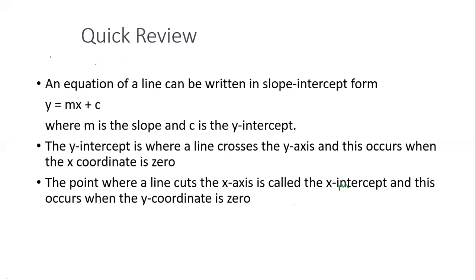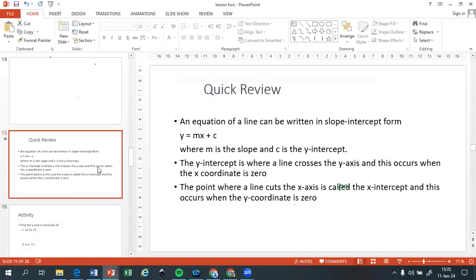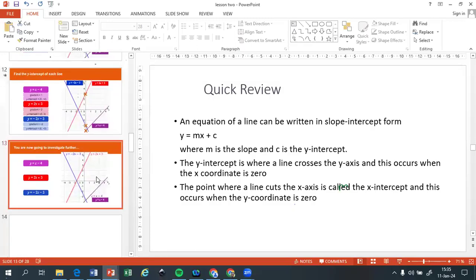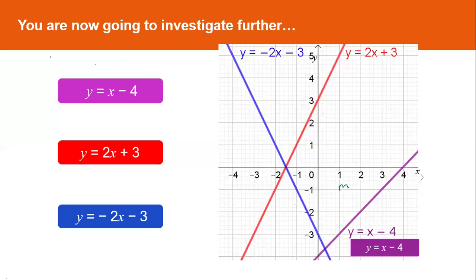Okay, good. Let me now go back to these graphs here. When we talk about an intercept, the point where your graph cuts the x-axis, we call it the x-intercept. The point where your line cuts the y-axis, we call the y-intercept.